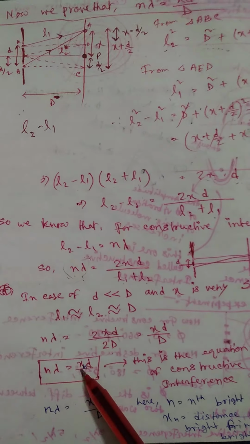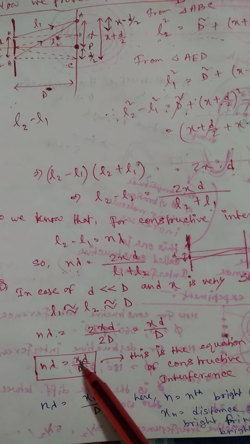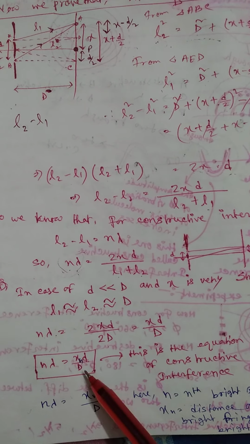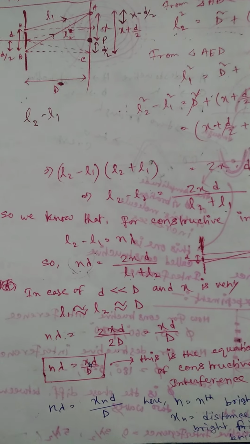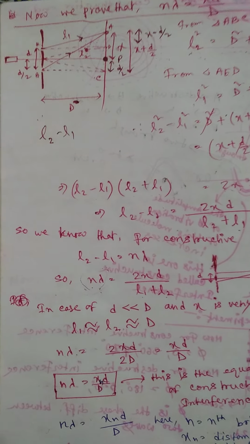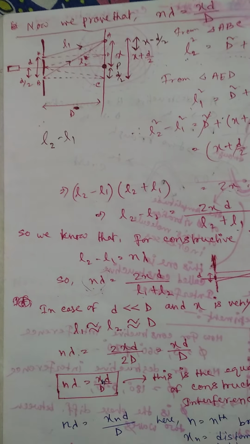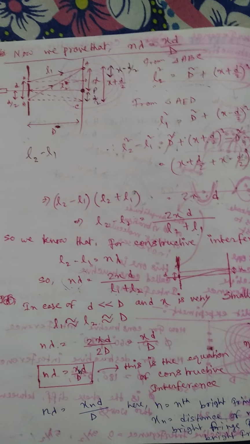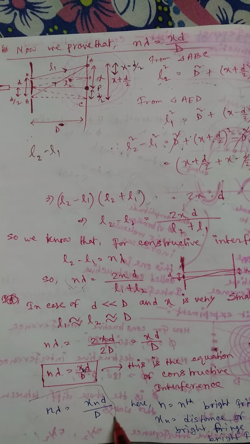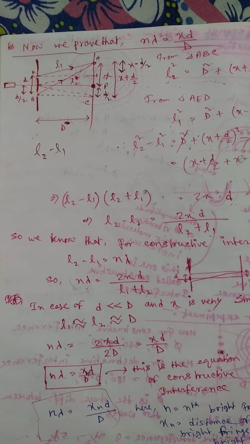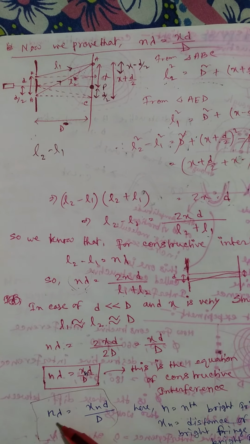Here I am considering x equals xn, because xn represents the distance of the nth bright fringe from the central bright fringe. That's why I am taking xn, not x. Okay, so this is the relation between the nth bright fringe and n, lambda, x, d and capital D.